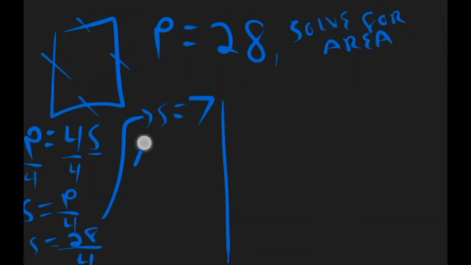Now I'll take the area equation, so area equals side squared. Area equals 7 squared, so the area of this square equals 49.